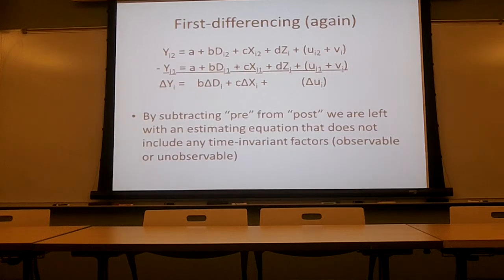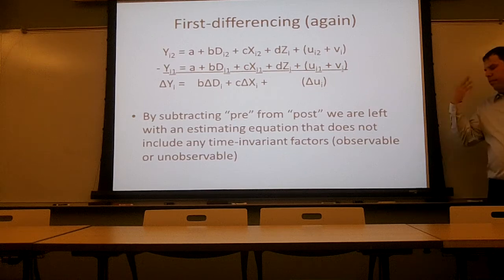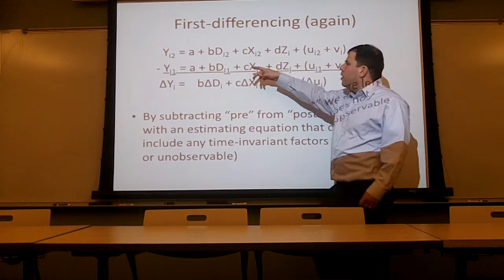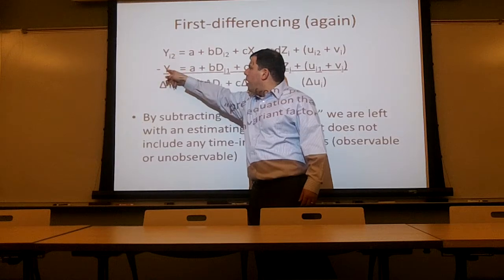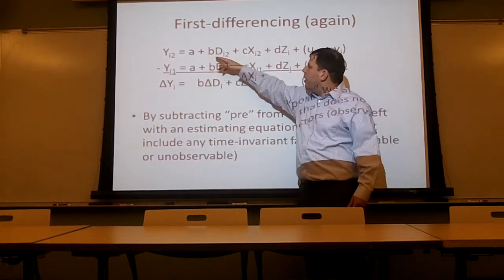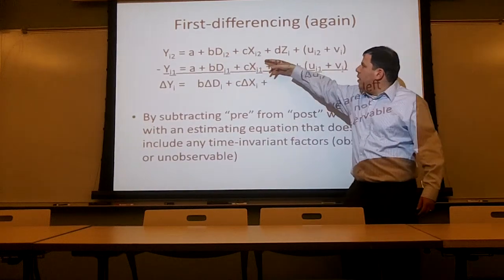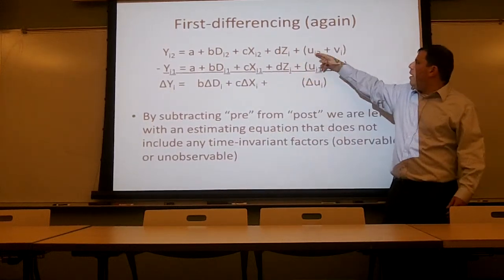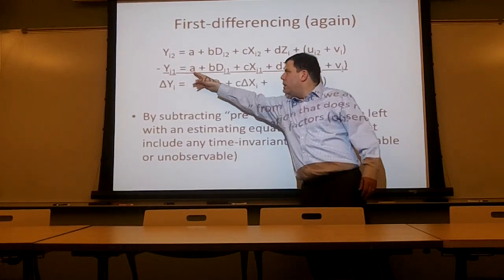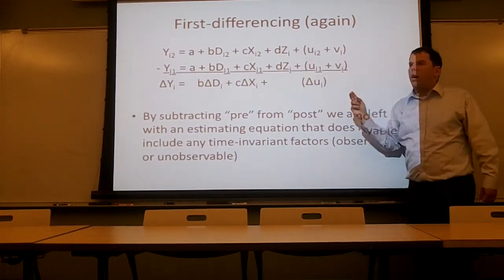So here's the example of first differencing, and first differencing is a particular approach, but it's an example of the general approach. Suppose we have data on you in two periods. It's the same unit of analysis. So we index you y sub it equals 2, y sub it equals 1. Here's your model in the first period. You've got your treatment status, your time varying covariates, your time invariant covariates, and then your error term in two pieces. Same thing in year 1, except everything's indexed by 1.